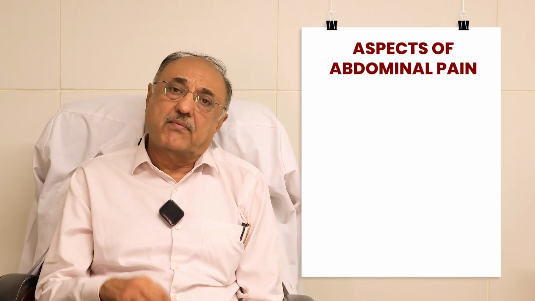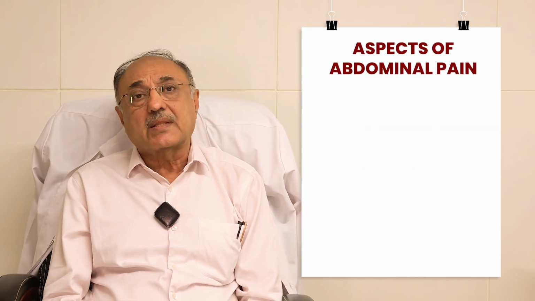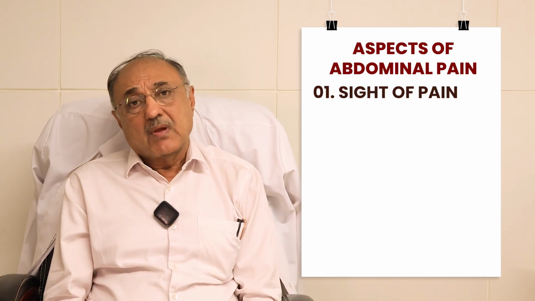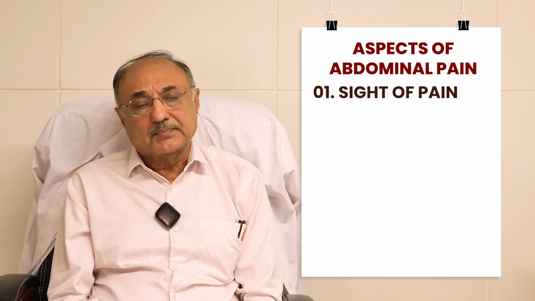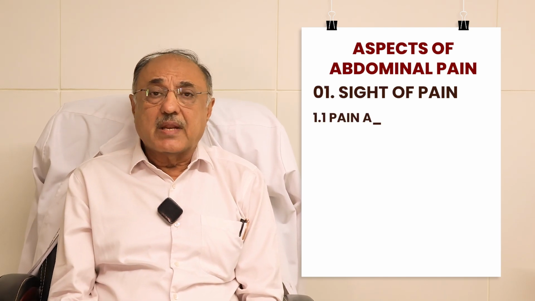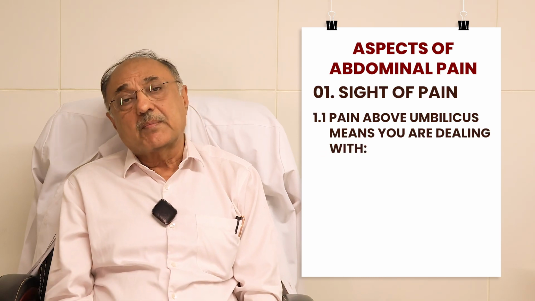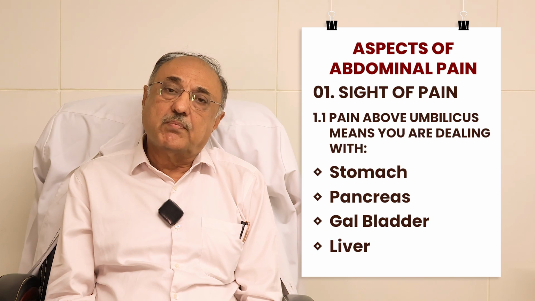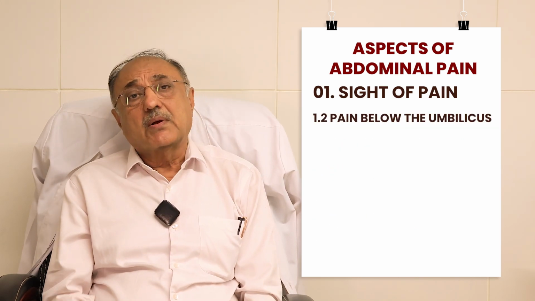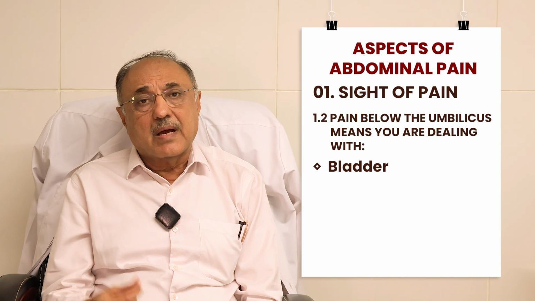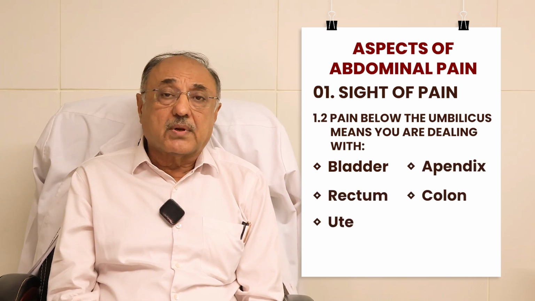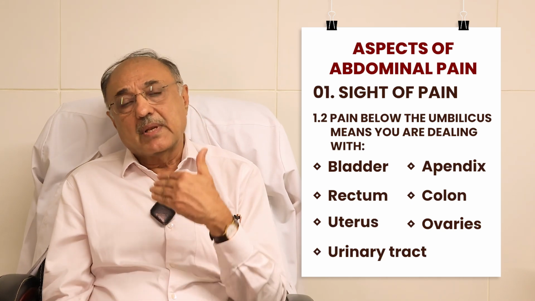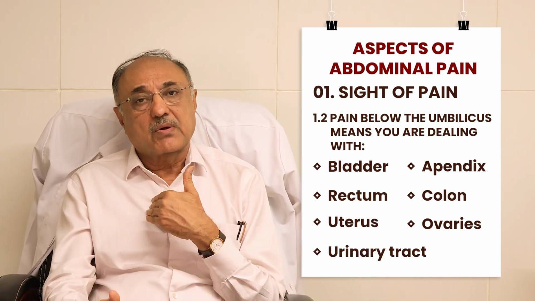Now abdominal pain has various aspects, and I will tell you what are the important aspects. One is the site of pain. Where is the pain? That is very important, and it's very easy. If you have any pain above the umbilicus, then you are dealing with probably stomach, pancreas, gallbladder, liver. These are the main organs which will give you pain above the umbilicus. If you have pain below the umbilicus, then you have bladder, you have appendix, you have rectum, colon, uterus, ovaries, and urinary tract. So these are the differences. Above the umbilicus you have certain organs, below umbilicus you have certain organs.